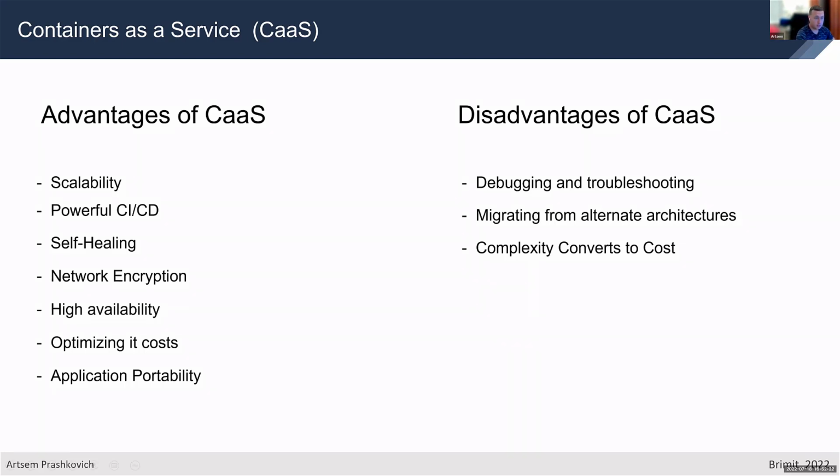And again, complexity converts to cost. As I mentioned previously, Kubernetes is difficult to learn. This means that you will waste a lot of time if your team encounters any difficulties with the implementation and configuration, which will in turn bring high cost. That's very simple.